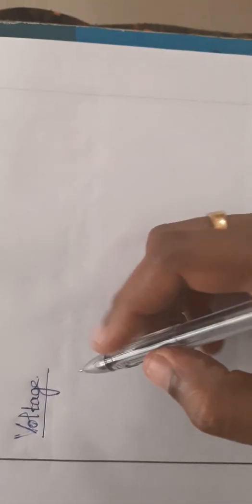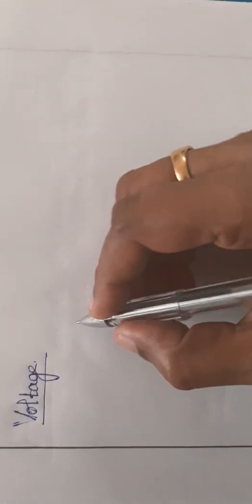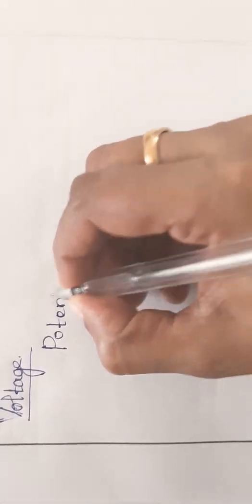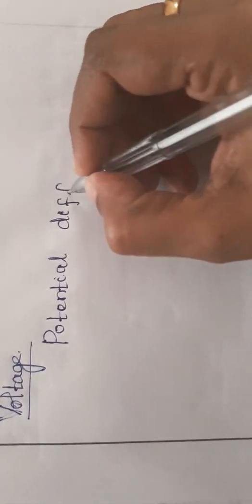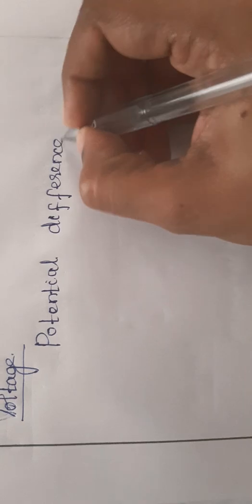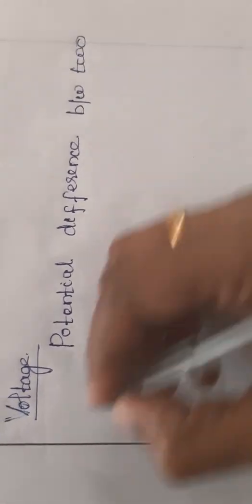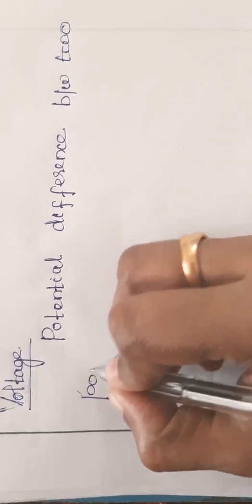So what is voltage? Voltage is the potential difference. Voltage is also known as the potential difference. Potential difference between 2 points is known as the voltage.